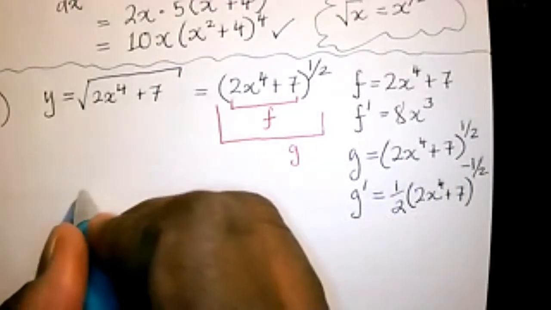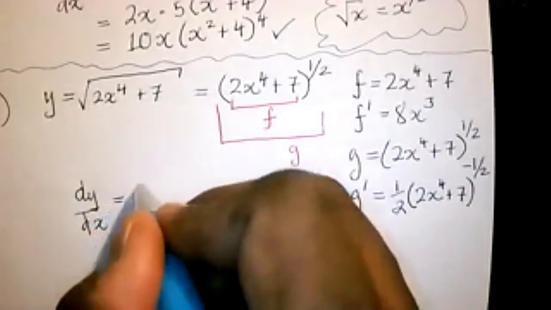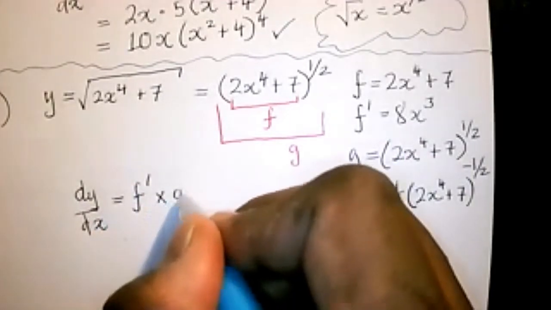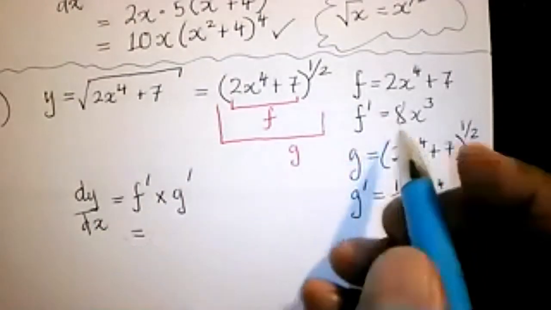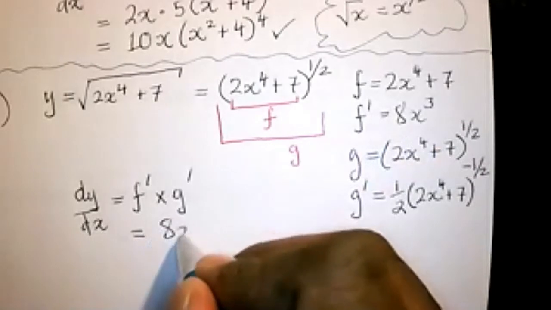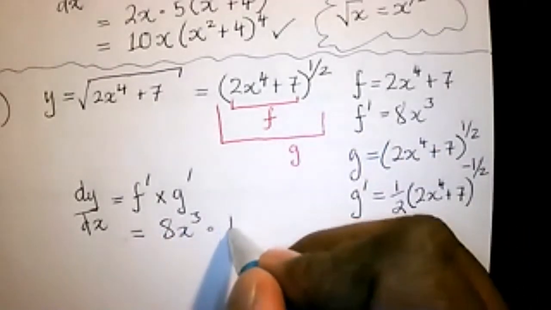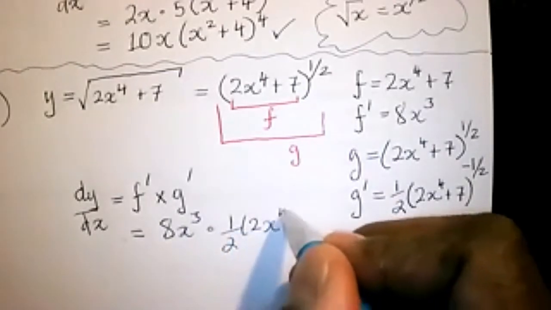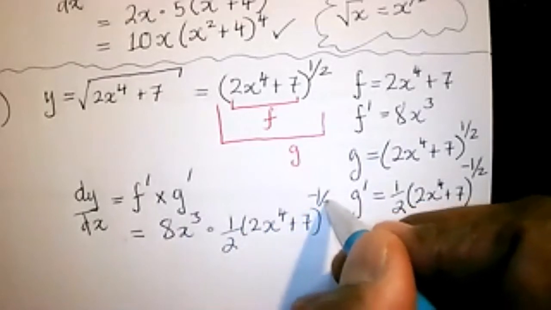So now we want to find dy dx. And remember, as before, it's going to be found by multiplying f prime by g prime. So what is our f prime? Our f prime is 8x to the power 3. So we're multiplying by g prime, which is a half times 2x to the power 4 plus 7 to the power of minus a half.